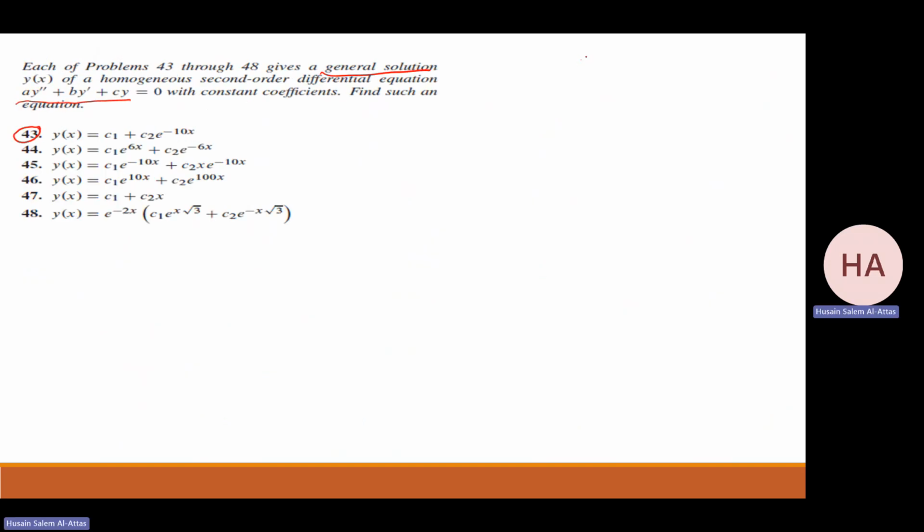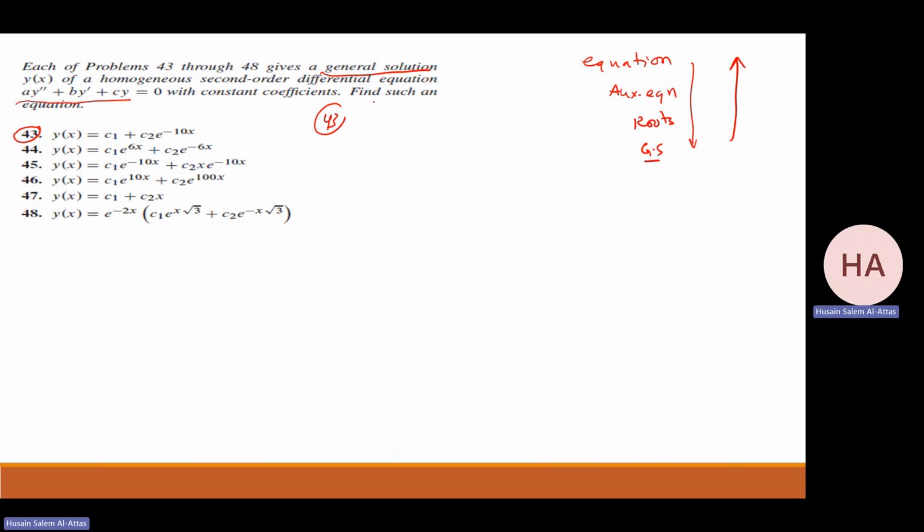Usually we do it like this: I have the equation, then I find the auxiliary equation, then I find the roots, then I find the general solution. Instead of going this way, you want me to do it the other way. Okay, let me do 43, since it's an easy one.